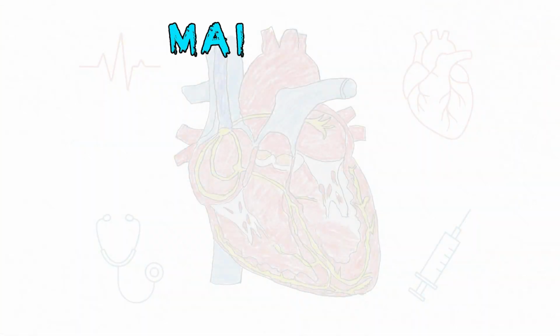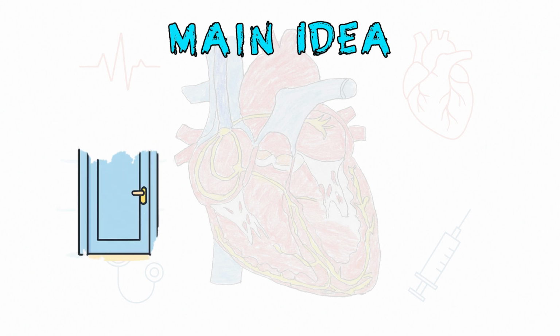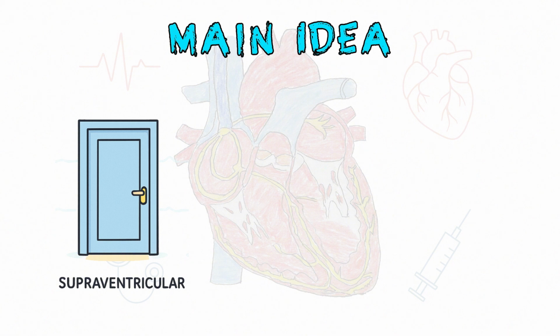First main idea: all dysrhythmias in cardiology can be divided into three major categories based on where they originate. A. Supraventricular rhythms, above the ventricles. These come from the atria or the AV node. They usually produce a narrow QRS complex because the ventricles themselves depolarize normally.